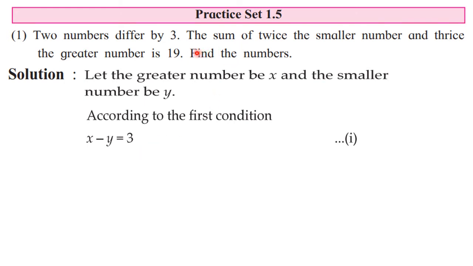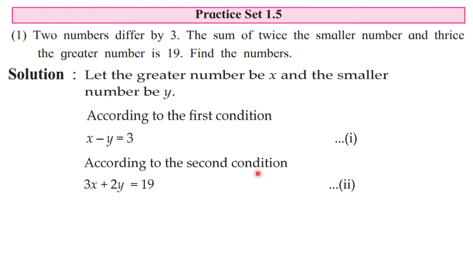Now second condition, according to the second condition, the sum of twice the smaller number means 2y. Twice the smaller number is y, and twice means 2 times, so 2y, and thrice the greater number, that means 3x. But while writing we have to write x first and y afterwards. Okay, so they have changed the sequence to just confuse you. So write it properly. Thrice the greater number means 3x plus 2y is equal to 19. So you can write down according to the second condition, 3x plus 2y is equal to 19. That is equation number 2.